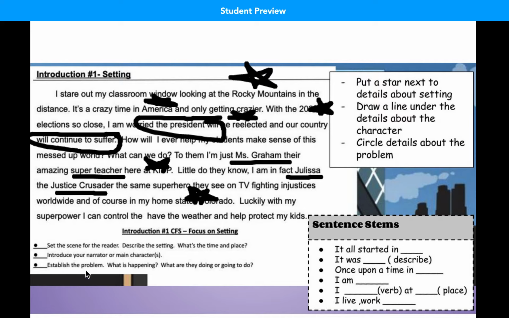So now I need to check, did I meet the CFS? The first thing is I needed to set the scene for the reader. That means, did I describe the setting? What's the time and place? I definitely did that with all my stars. Did I introduce my narrator or main characters? Yep, I talked about Miss Graham. And did I establish the problem? Or what is happening? What are they going to do about it? So the problem is the country is suffering, and what she wants to do is protect her kids. So I met all the CFS for focusing on setting.